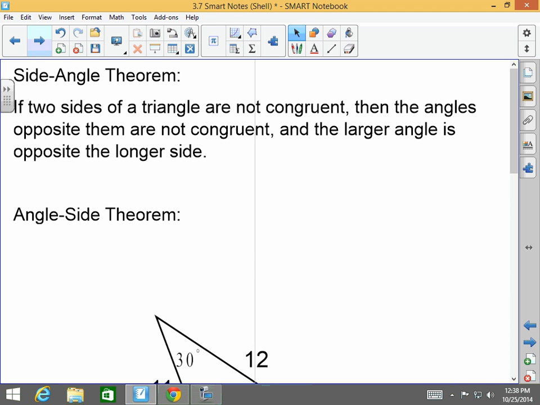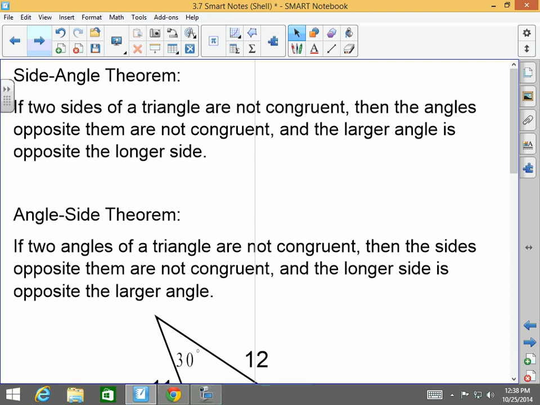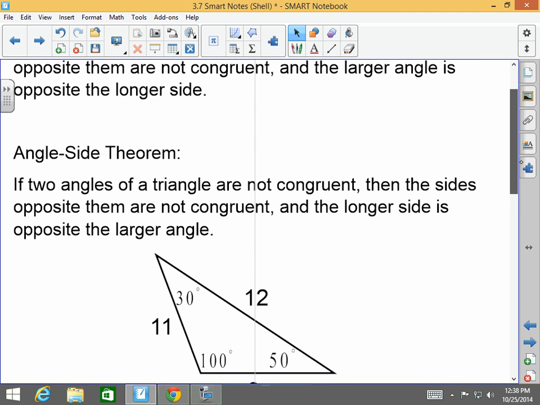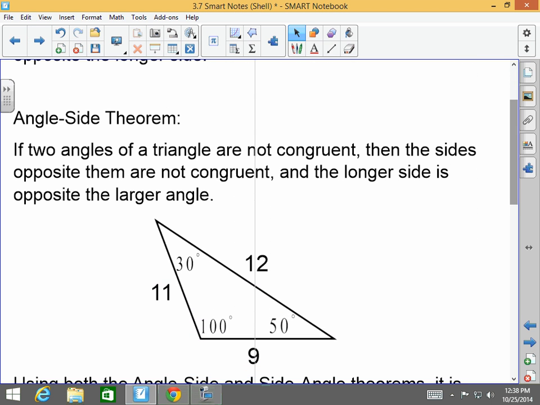The angle side theorem is very similar. It states that if two angles of a triangle are not congruent, then the sides opposite them are not congruent, and the longer side is opposite the larger angle. Now, what does that mean? This figure helps you out. In other words, what this is saying is that the larger angle is always opposite the longer side and vice versa. The longer side of a triangle is always opposite of the larger angle.